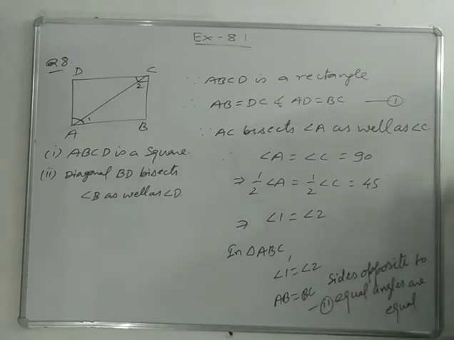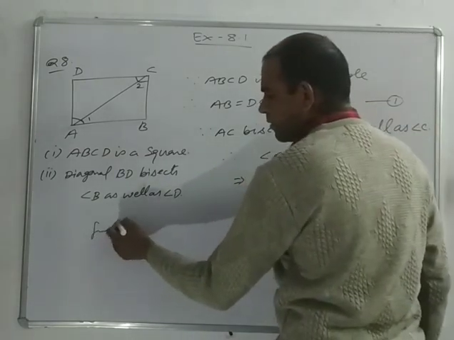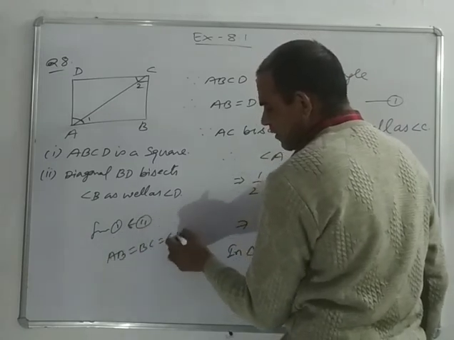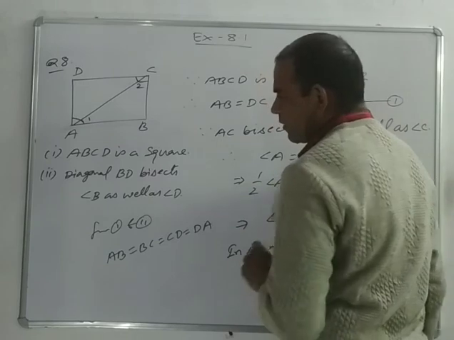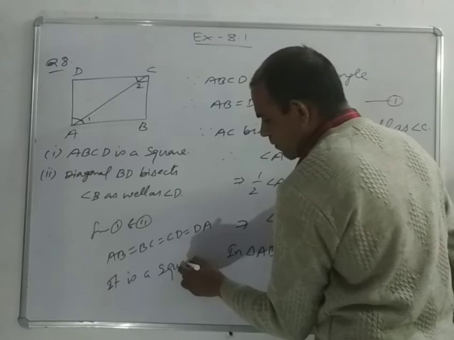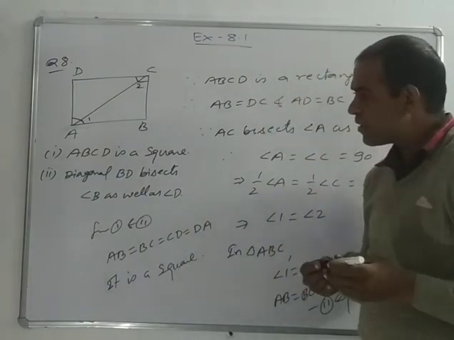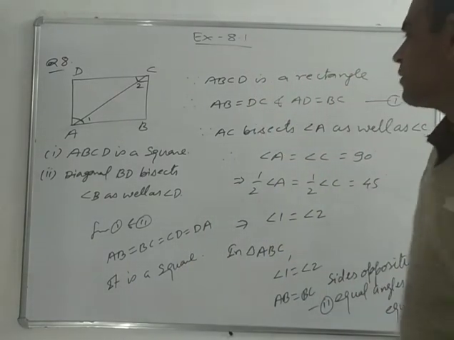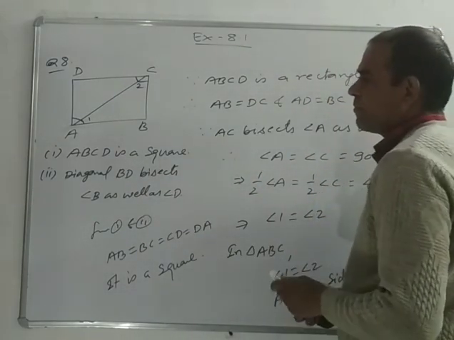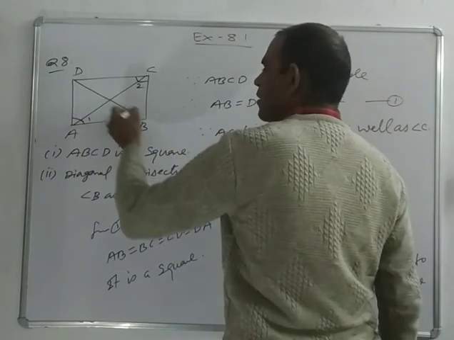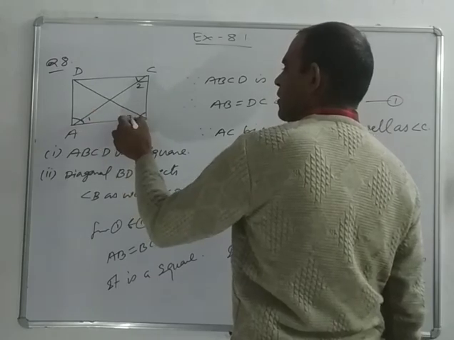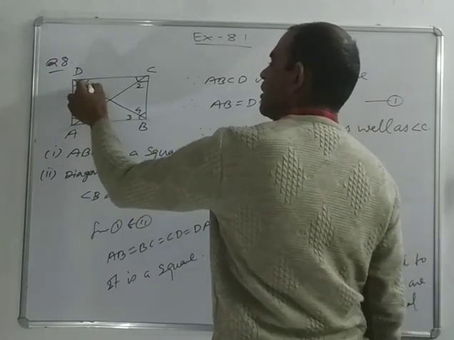From first and second, AB equal to BC equal to CD equal to DA. So it is a square. So the first part is proved. Again, the second part: diagonal BD bisects angle B as well as angle D. That is, angle 3 equal to 4 and 5 equal to 6. This we have to prove.